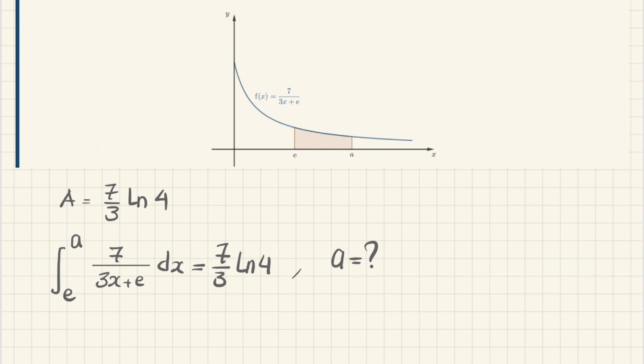For Newton's formula, I need to come up with a primitive function. But can you help me to find the primitive function for this? No one remembers, yeah?